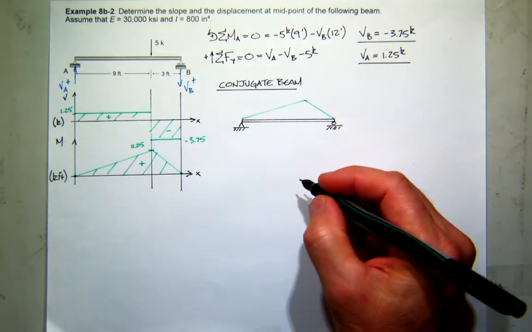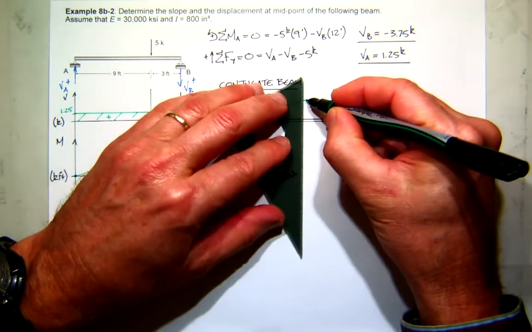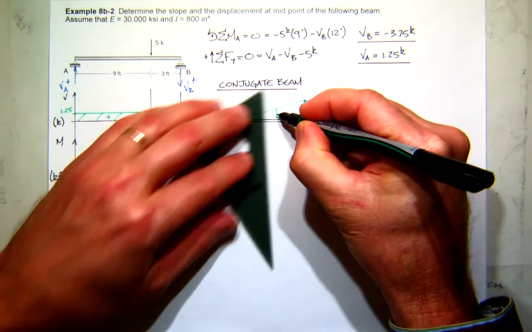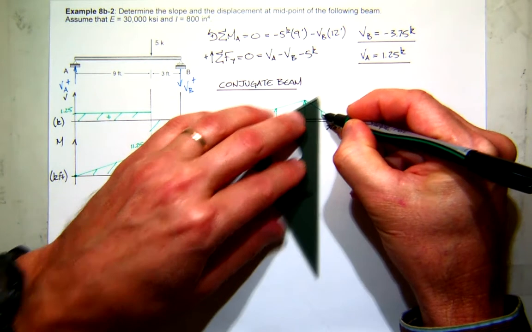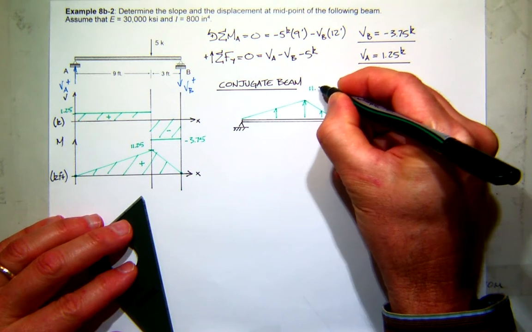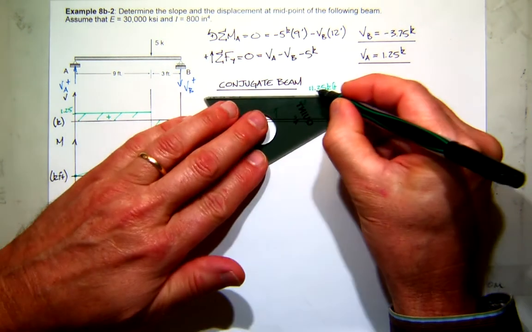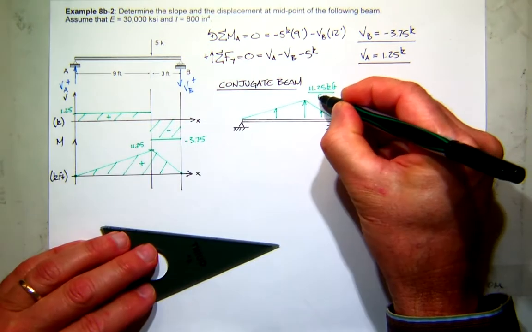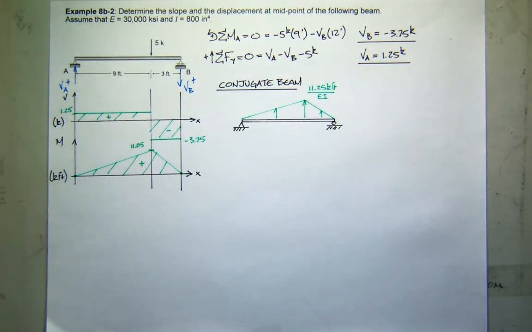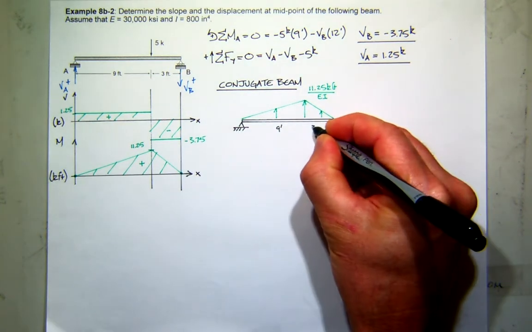What direction is positive load, up or down? Up. So this is actually a load that's up on the beam. And the maximum value here is 11.25 kip feet. That's the moment. And then we're going to divide it by EI. And remember, the dimensions are the same. This will be 9 feet, and this will be 3 feet.